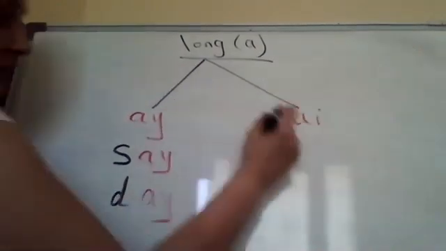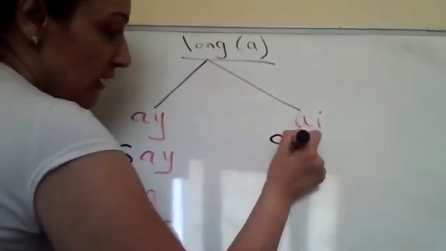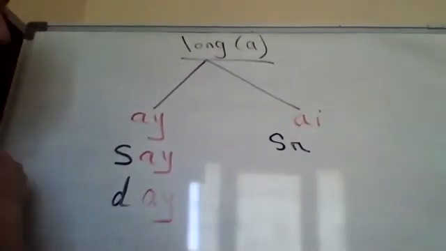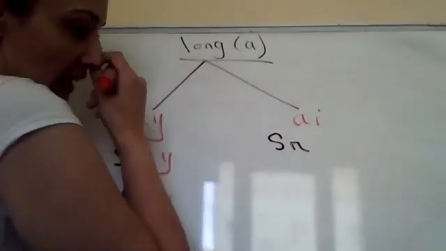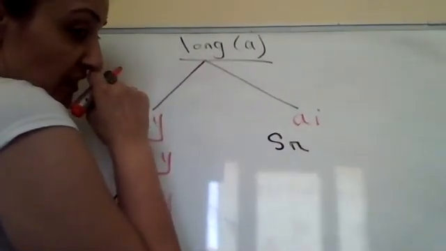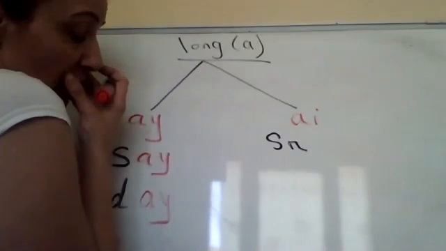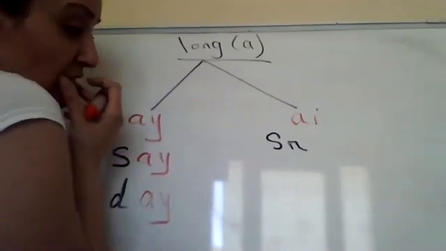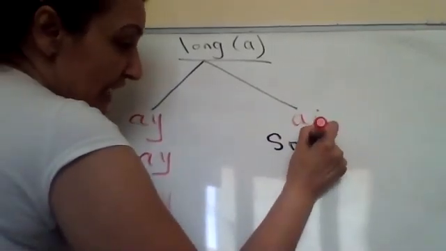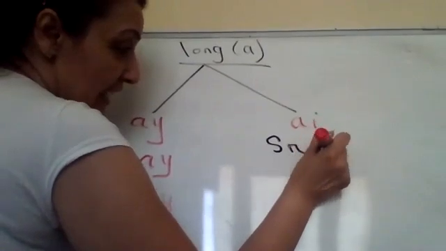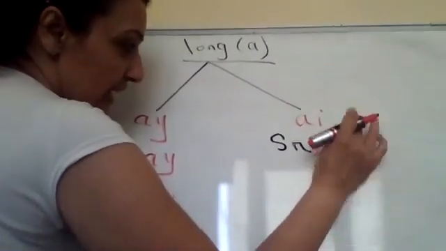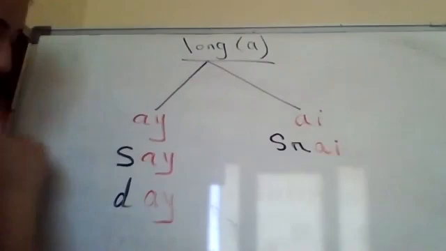Here, I will put snail. You know the meaning of snail, yes? Snail is an insect which walks on the trees. You see it on the tree, and it walks slowly. Okay, snail. Put L at the end of the word.